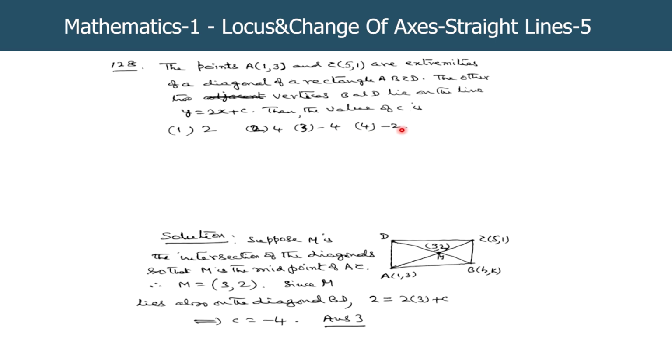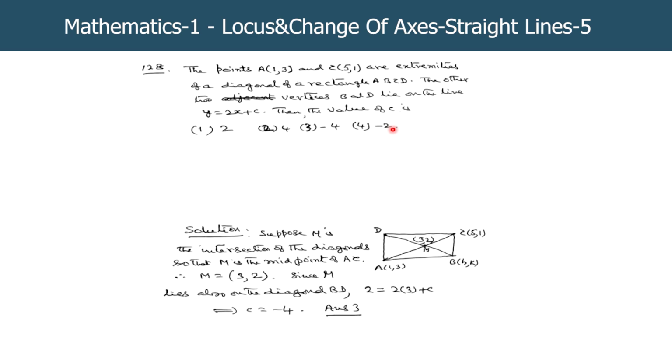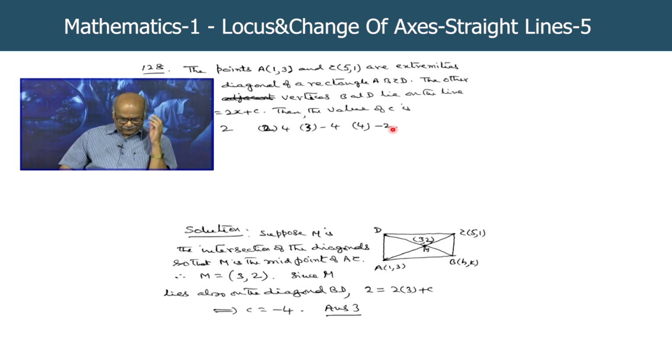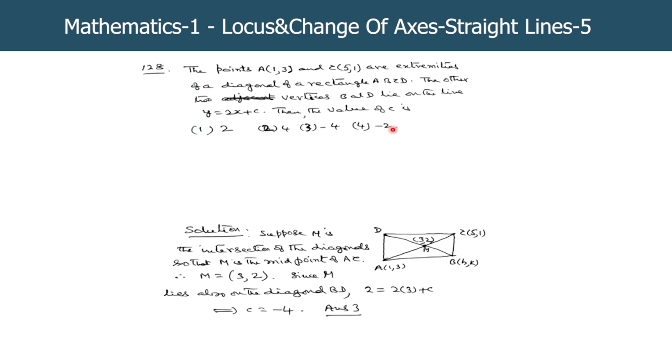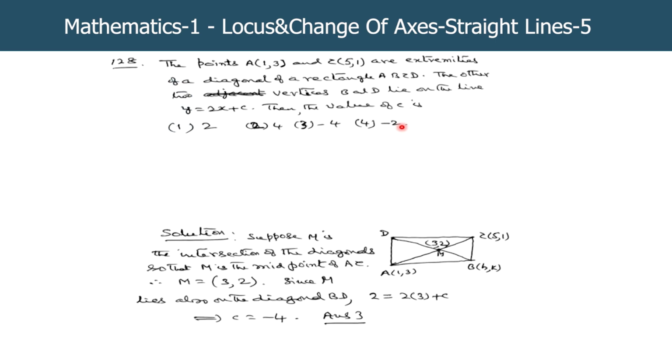And you know that in any parallelogram, or in fact in a rectangle or square, diagonals bisect each other. So the other diagonal of this rectangle must pass through the midpoint of AC, which is nothing but (3, 2). So M is the midpoint of AC, therefore M is equal to (3, 2).